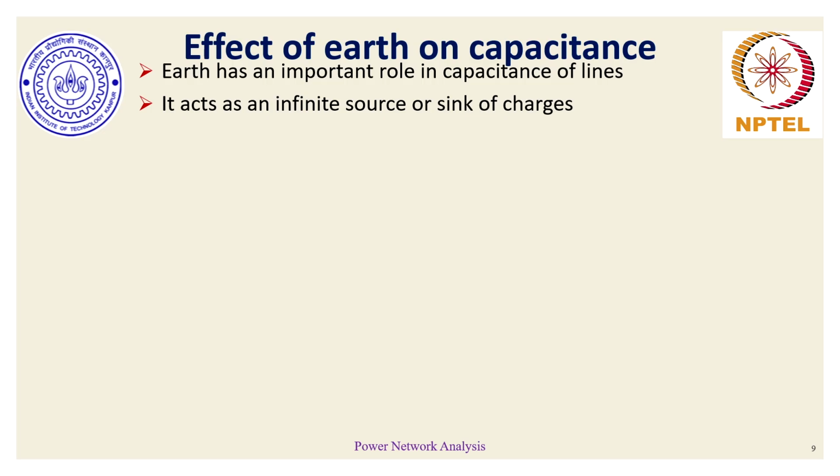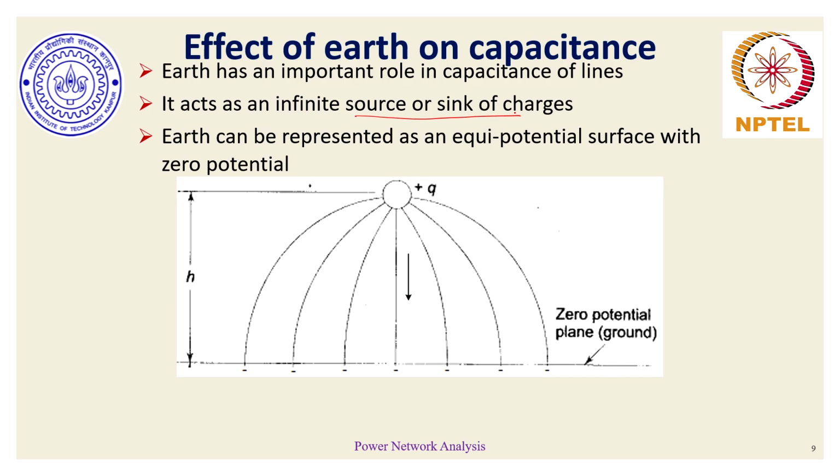Let's see that. Earth acts as an infinite sink or source of charges. It can be treated as an equipotential surface with zero potential. And if we have an overhead line which is carrying current or is charged, assuming it to be positive charge, then the electric field lines, as I forgot to mention, always originate from positive surfaces and terminate at negative surfaces. So since earth acts as a sink or source of charges, it is always at neutral or zero potential.